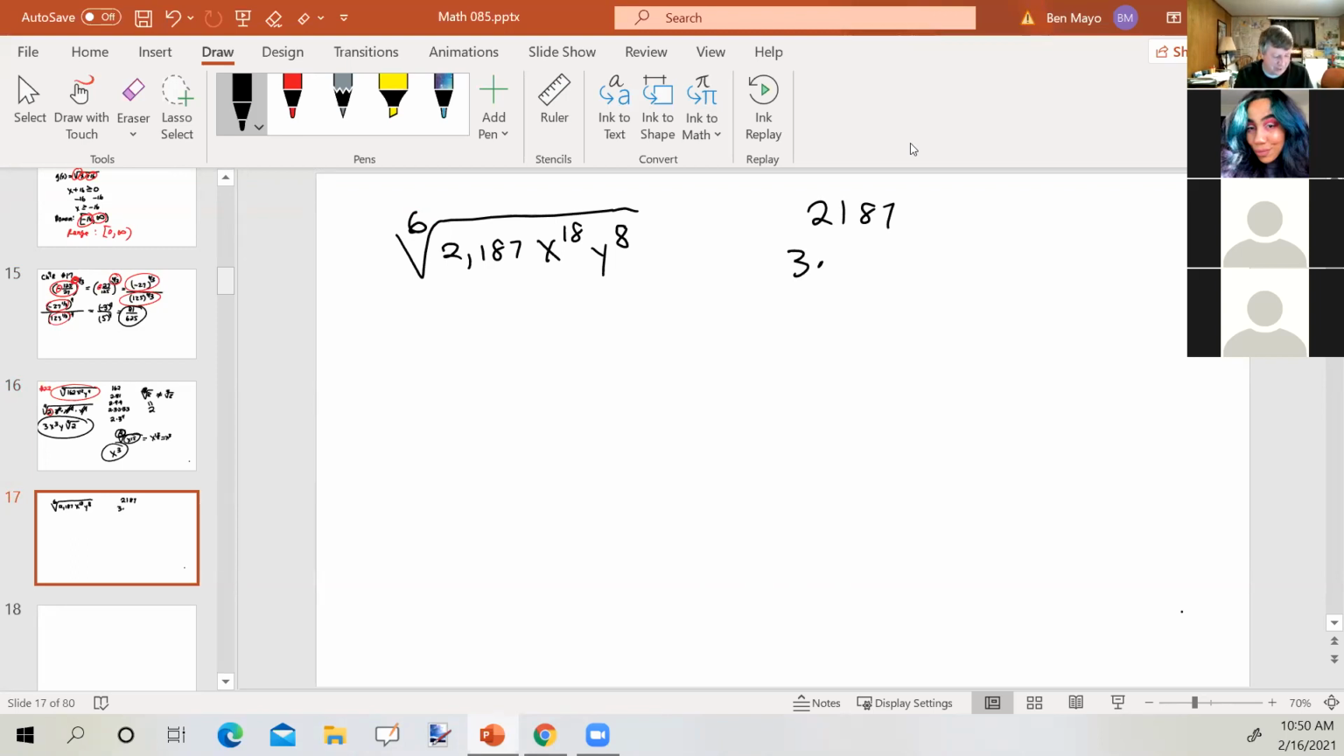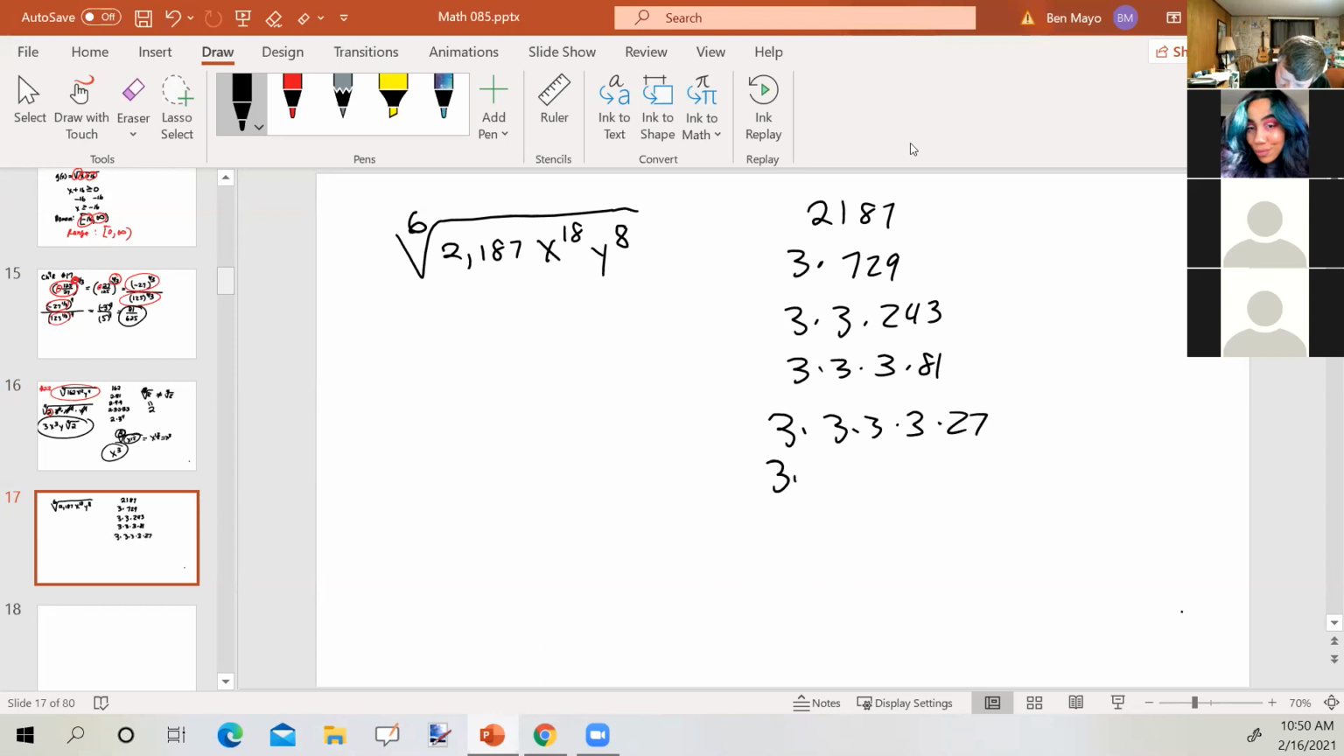How many times? Well, let's see. We'll take 2187 divided by 3. We get 729. If I take 729 divided by 3, I get 243. 243 divided by 3 is 81. 81 divided by 3 is 27. 27 divided by 3 is 9. So we get 3 to the 7th power. Any questions about what I just did there?